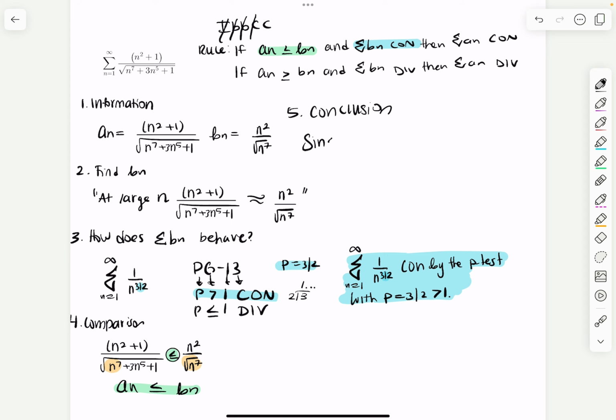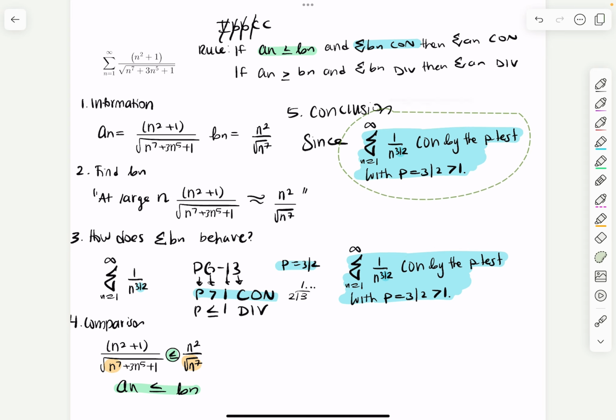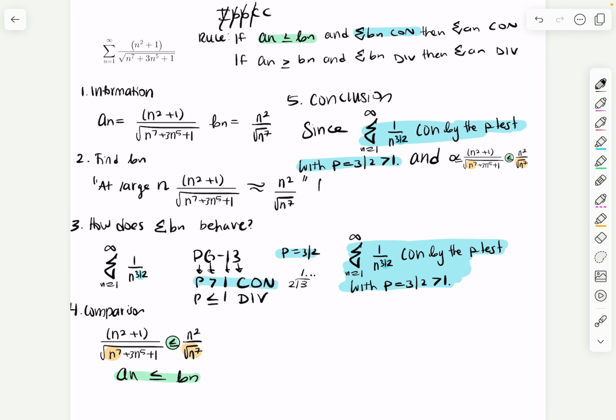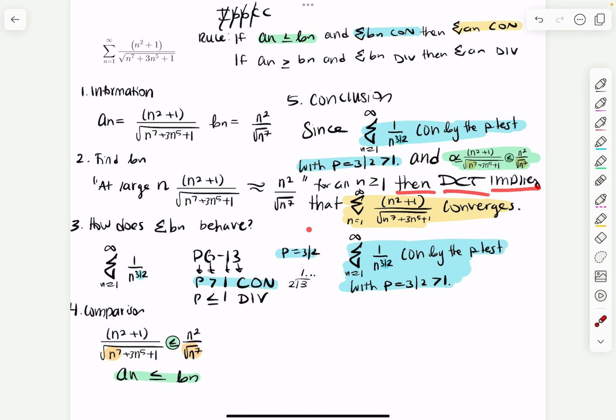And so we're done with this, and now we get to our conclusion. I would start with since, and then I literally just copy the sentences that I wrote. So I put this over here, and then I just copy this, move it over here, and we say for all n greater than or equal to whatever number you see here, so that's 1, then the direct comparison test implies that our series converges. And that's it for this video.